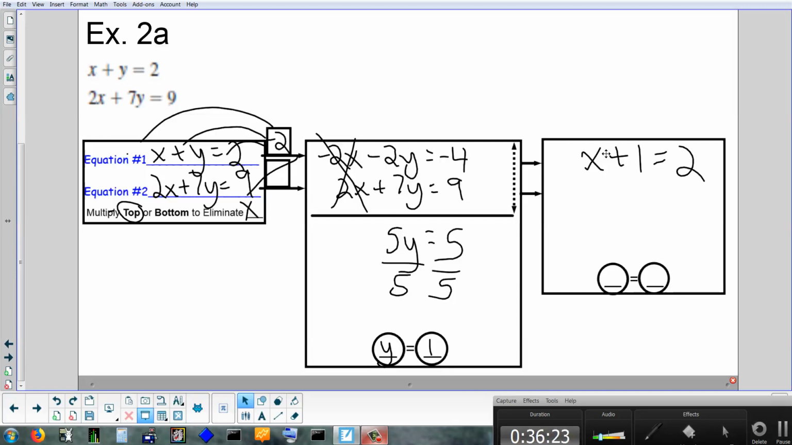Jake's on it. Go ahead, buddy. You got it today, buddy. We have to subtract 1 from each side, and then we make it x equals 1. Jake. Dynamite. You ate your Wheaties this morning, didn't you? Alright, there's my answer.